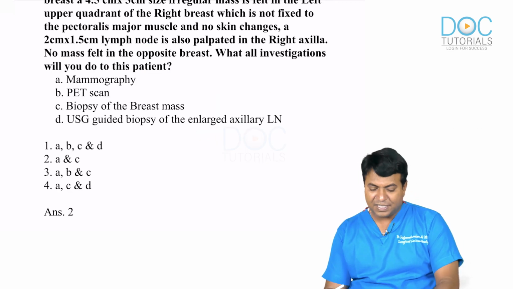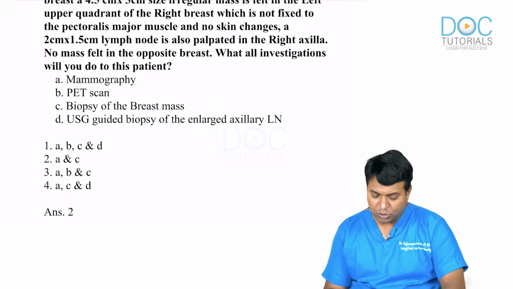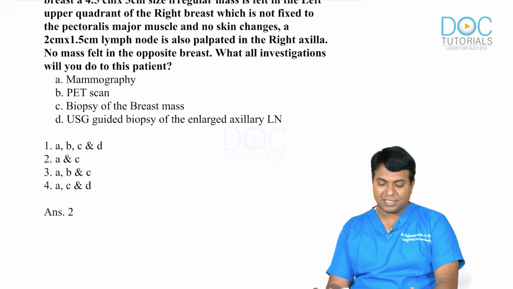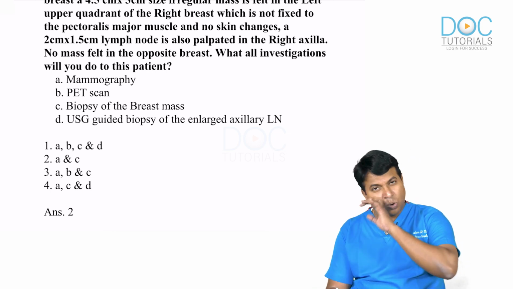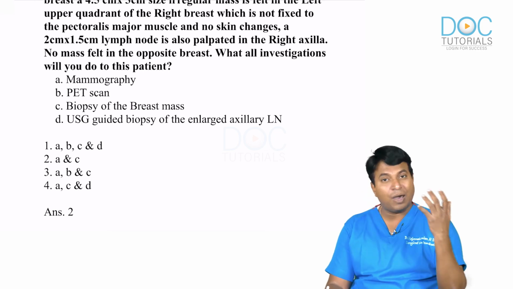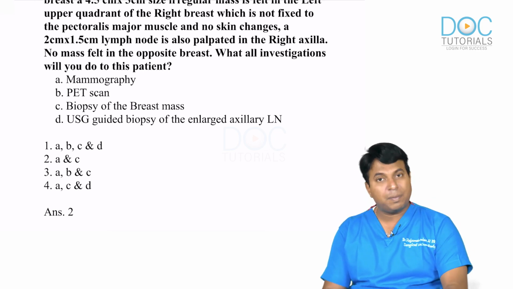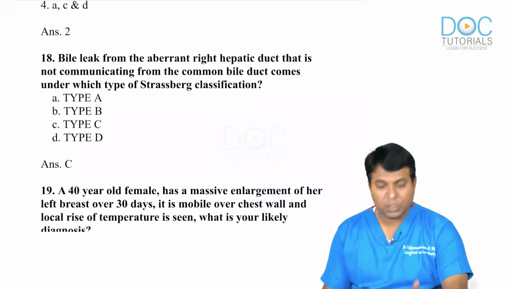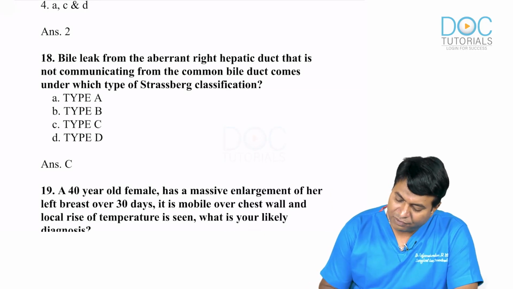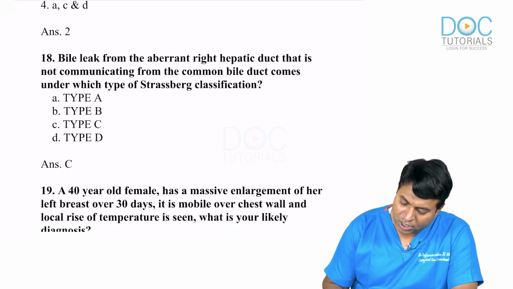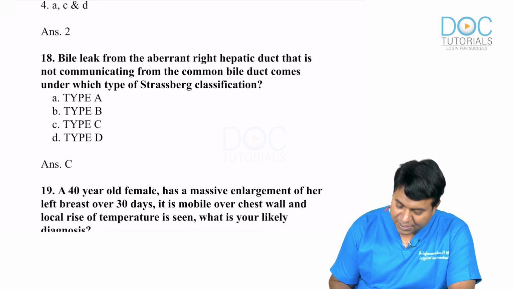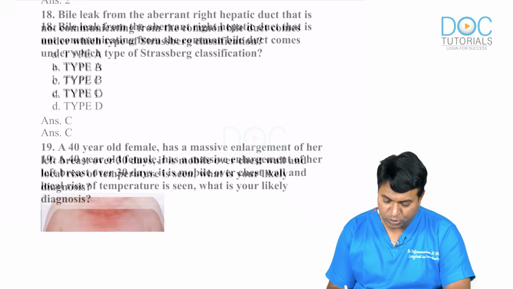So no need of PET CT for this case. Please remember, only mammography and biopsy of the breast mass is enough. There is no protocol to do FNAC from the node. If there is a node palpable, it is a metastatic node only, we should go for axillary dissection. Just now I discussed the 18th question: bile leak from an aberrant right hepatic duct that is not communicating with the common bile duct comes under which Strasberg? It is type C Strasberg injury.